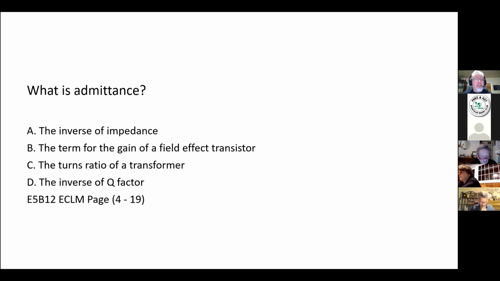What is admittance? A, the inverse of impedance. B, the term for the gain of a field effect transistor. C, the turns ratio of a transformer. Or D, the inverse of Q factor.